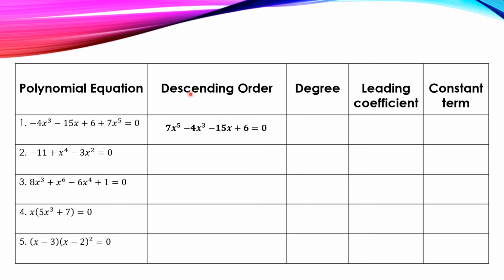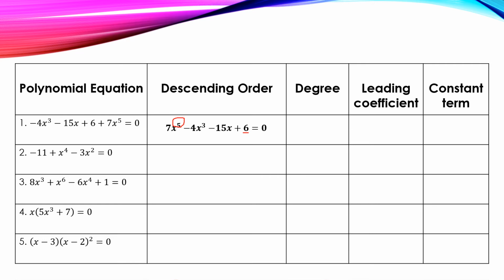So descending order kasi ang ating sinusundan is yung kanyang exponent. So kung ano yung kanyang exponent, kailangan mauna yung may pinakamataas na exponent down to the last term, and that is the constant. So dito ang highest exponent natin is 5 followed by 3, and then you have the constant dito sa dulo. Okay? So bago mo siya equate sa 0. So ito yung tamang arrangement ng ating equation.